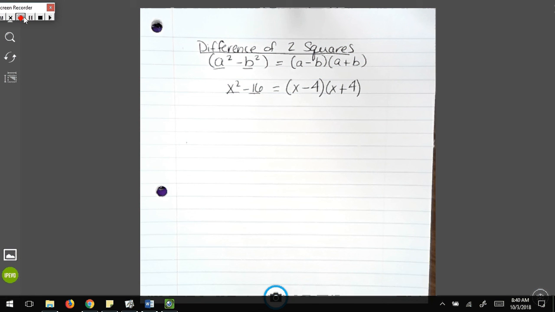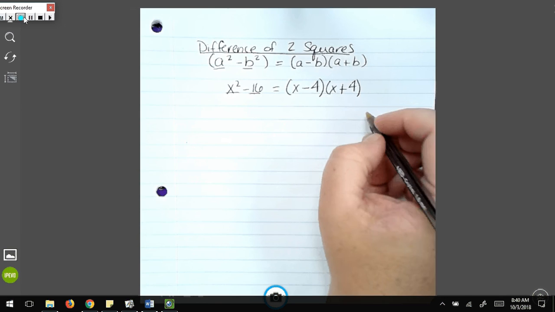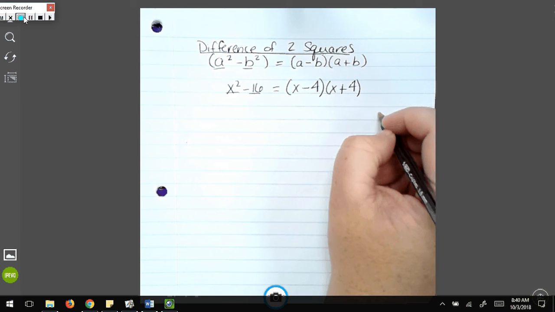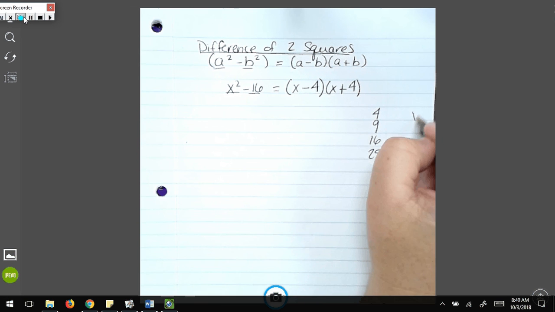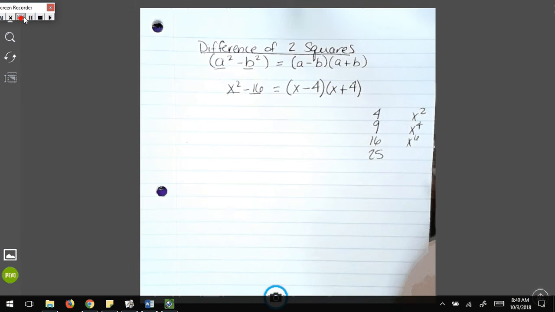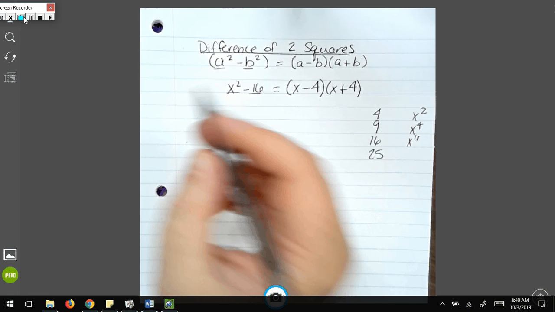Now again, I'm going to have to look for those GCFs to take out first. And you have to remember things about perfect squares. Numbers, of course, 4, 9, 16, 25, but also variables: x squared, x to the 4th, x to the 6th. All of those are perfect squares because you can take the square root of them. There's something times itself that gives you that value.